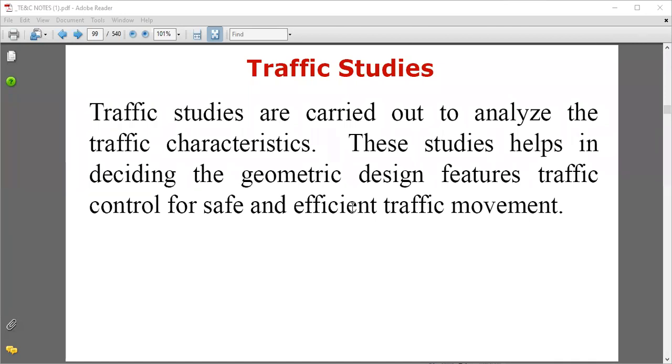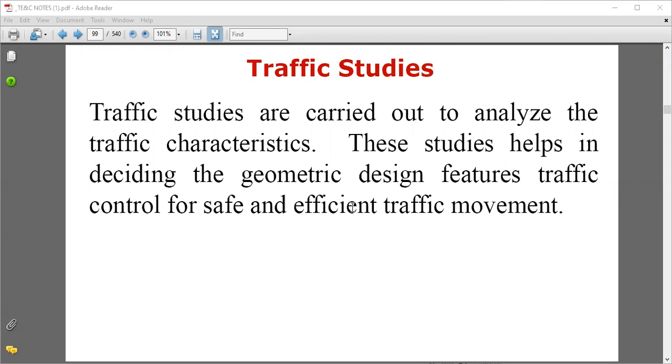From that we can understand what the traffic volume is, and at what time the traffic volume is more on that road. So the peak hour we can calculate by using this data. For that purpose we have to do the traffic studies, and after getting the traffic count, we can analyze and interpret the traffic volume.